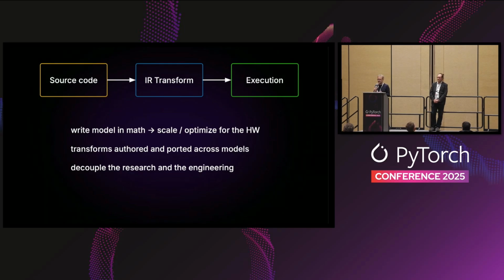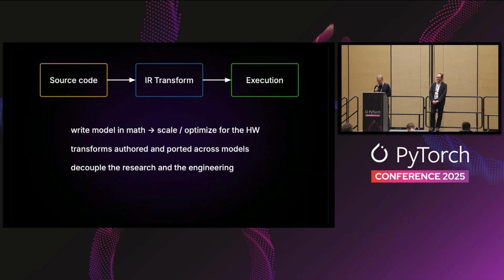Because you shouldn't be a compiler engineer to be able to take a computation and transform it into something else that is more akin to the performance characteristics that you want, or make a computation distributed. So you write your model in math in PyTorch. PyTorch models is a great way to write models. And how do you scale and optimize it? You can do it at the IR level if the IR is expressive enough for you.